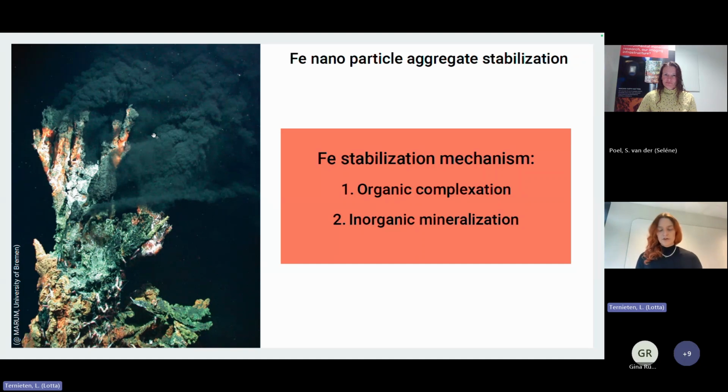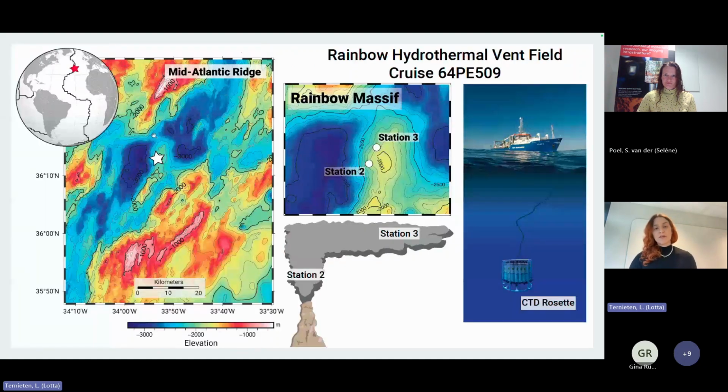To help answer these questions, we sampled a hydrothermal plume that has one of the highest iron concentrations we know of, which is the hydrothermal plume from the Rainbow hydrothermal vent field. We used the CTD sampler to sample 2 different stations, where station 2 is directly above the vent, so our vent station, and station 3 is our off-vent station that we sampled a mile away from the actual source.